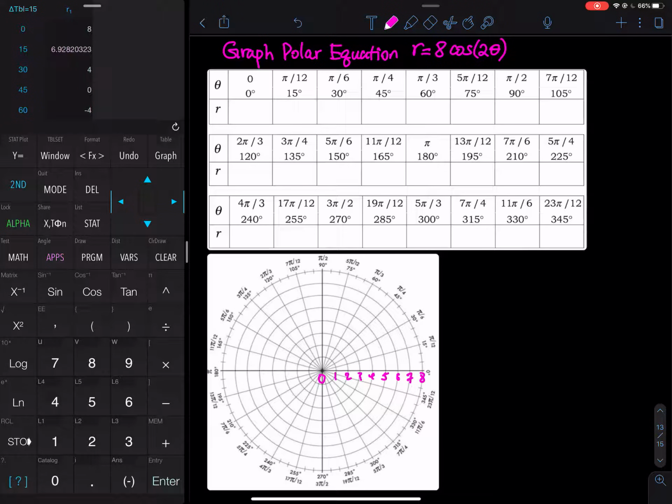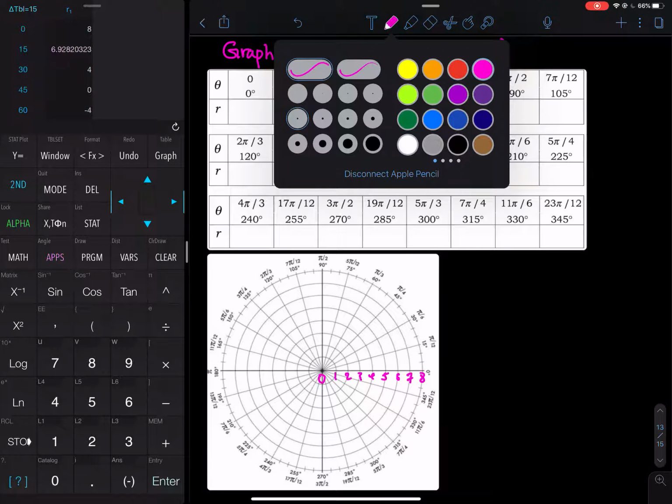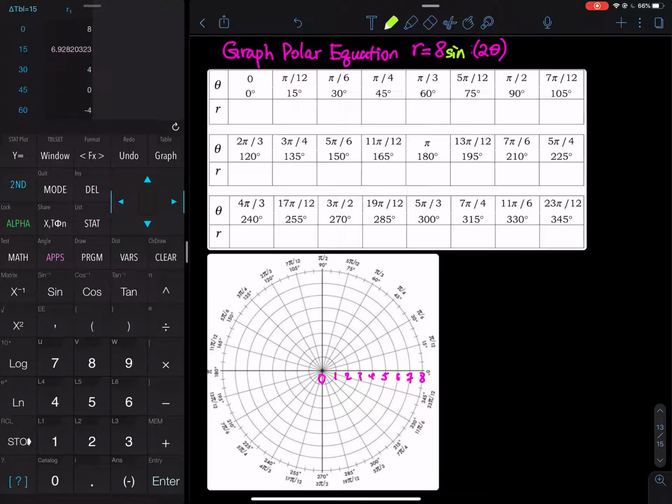Okay, don't do anything yet. On my notes, I actually use 8 times sine of 2 theta. I don't want to do a cosine because I already finished that problem. So allow me to fix the cosine to a sine of 2 theta. We have to go to y equal and change that back to a sine. Maybe you will see a homework problem where that is a cosine. So we do 8 times sine of 2 theta. That is done.